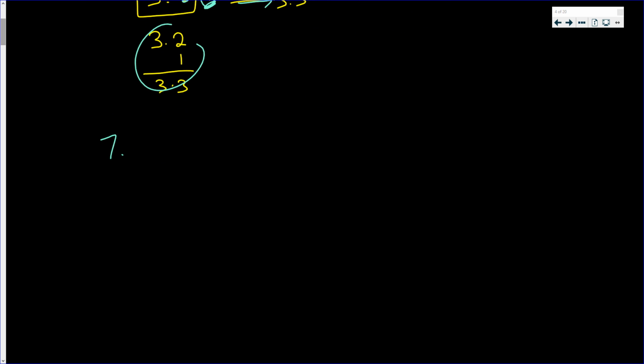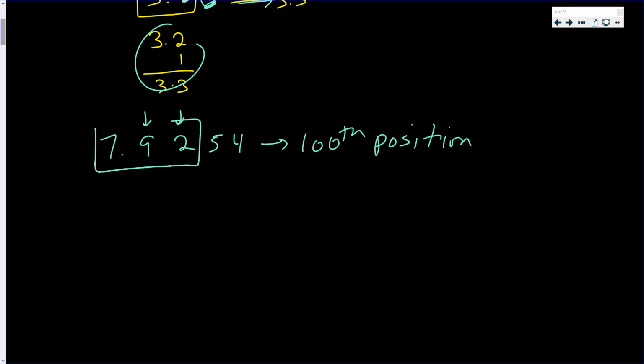Suppose you were asked to round off this number to the 100th position. So the first thing you have to do is find the 100th position. Tens, hundreds. Okay, I found it. Either that's the answer or you add one more and you get 7.93. Those are the only two possible answers.